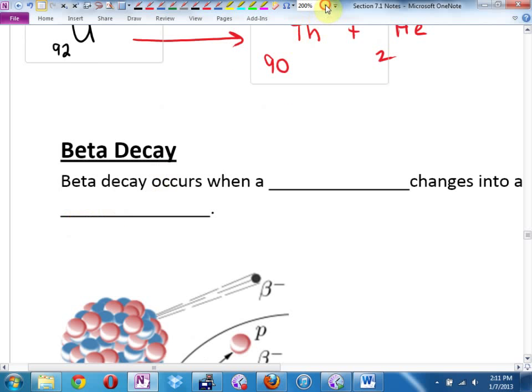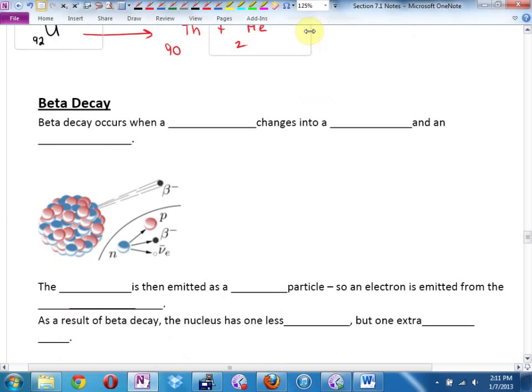Beta decay. Beta decay occurs when a neutron breaks apart. Every so often, neutrons disintegrate. And they disintegrate into a proton and an electron. And a neutrino, but we're going to be ignoring that.